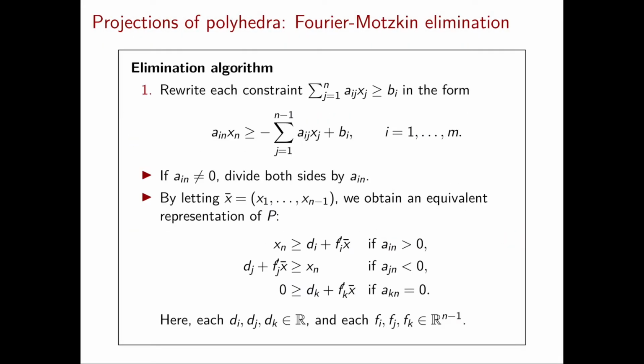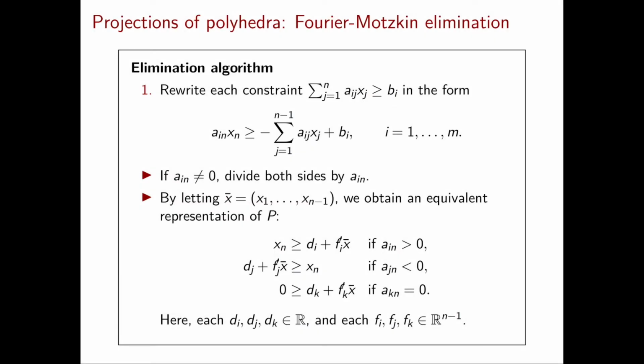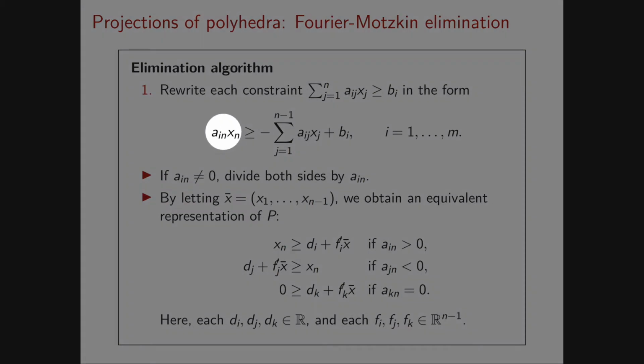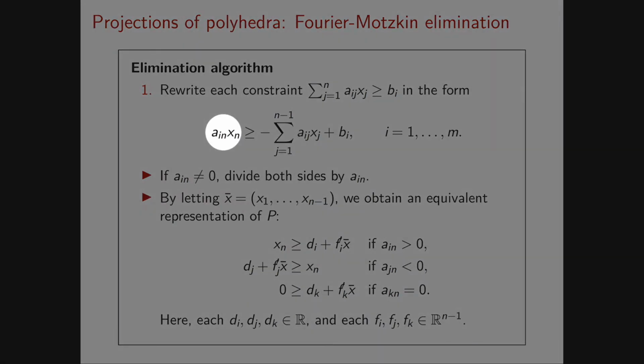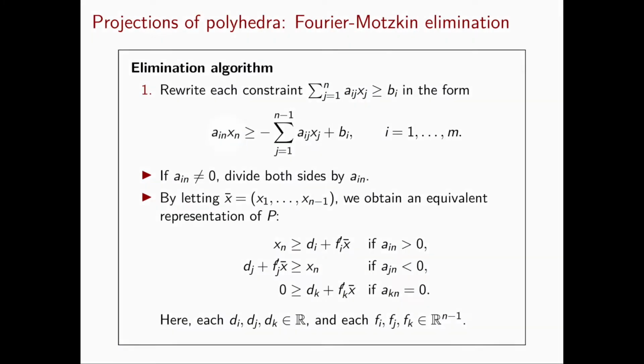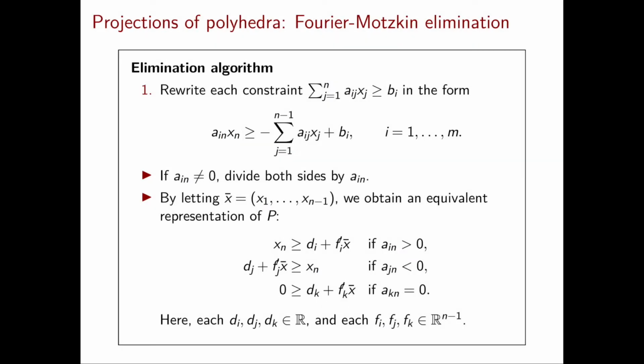So here's the beginning of our algorithm. The first thing that we want to do is to rewrite all the constraints in a form that will be useful to us at the next step. Namely, we isolate the variable x_n, which is the one that we wish to eliminate. So we keep a_in x_n on the left-hand side and bring everything else to the right-hand side. And this is what we obtain. So now let's consider a few cases. If a_in is equal to 0, then the variable x_n doesn't appear at all in the inequality, and we have just a 0 on the left-hand side.